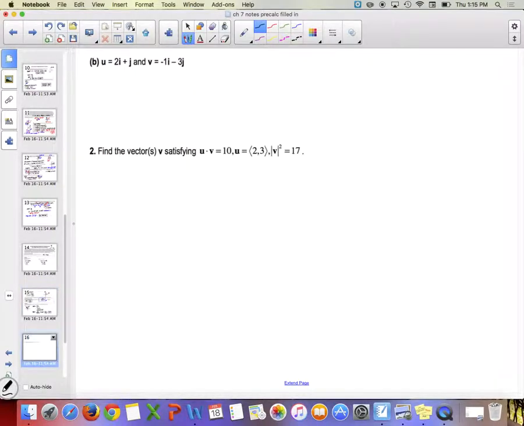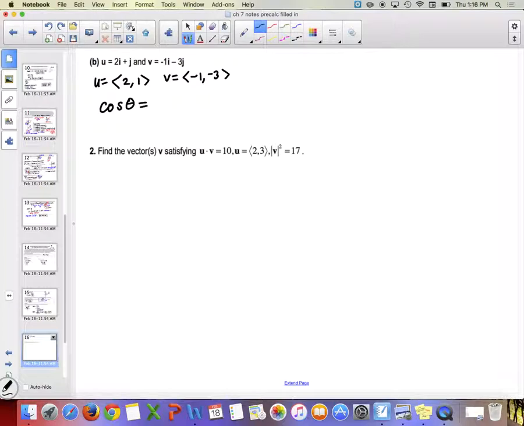All right, so the next one. Same idea. So we have 2i plus j, so I'm going to have 2 comma 1. And I have v is negative 1 comma negative 3. So we set it up the same way. So we have cosine of theta equals the dot product, u dot v. What's the dot product of u dot v? Negative 2 plus negative 3.